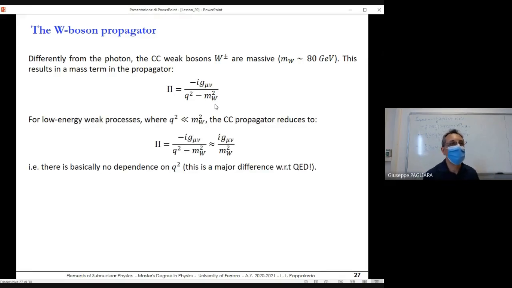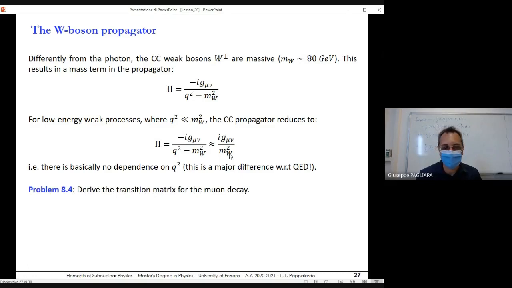Now let's consider a low energy process. This means that Q squared is much smaller than the mass of the W squared. If this is the case, so for low energy charged current weak processes, then one can neglect the Q squared in the propagator, and the propagator is just g mu nu divided by the squared mass of the W. So there is no more dependence on Q squared in this limit. Let's derive first an example, and then we comment on this.